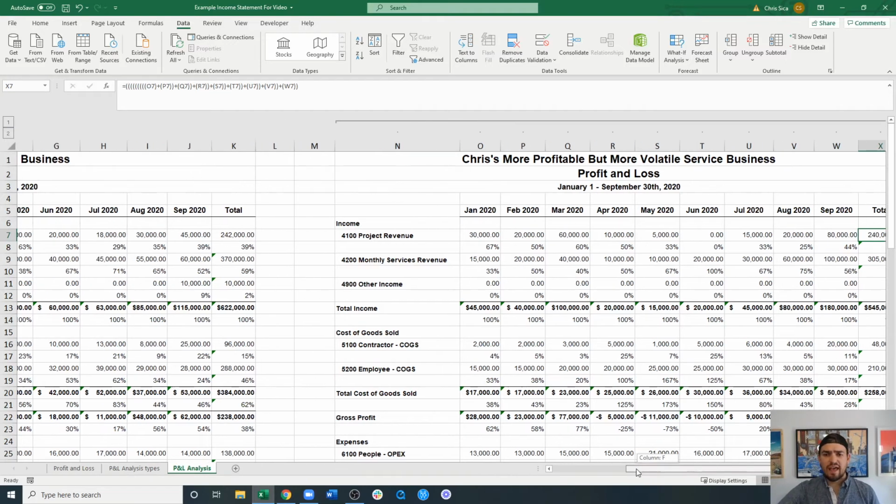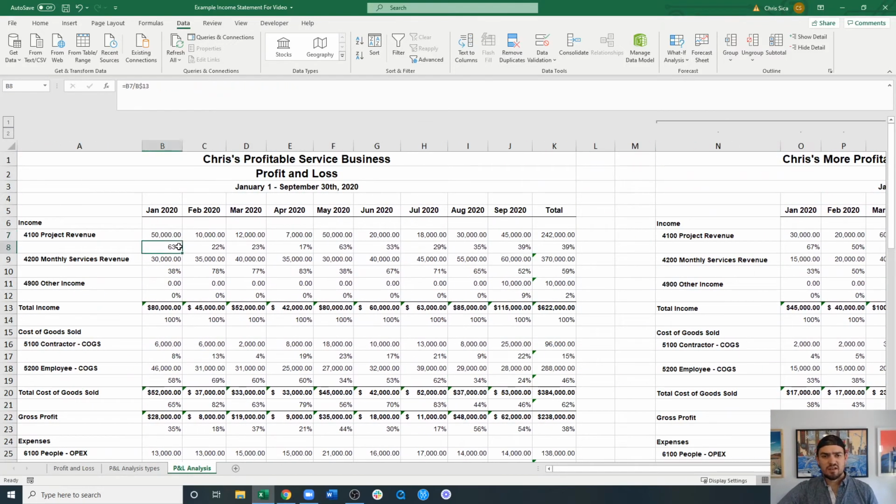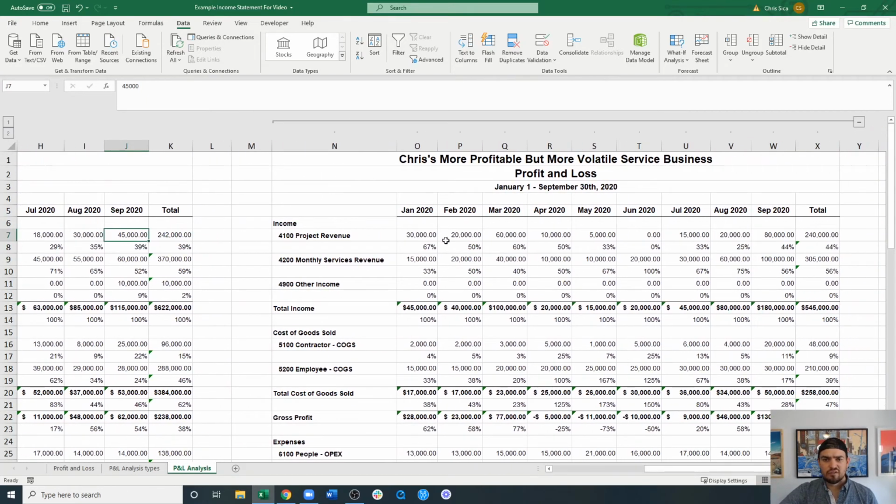I'm going to start to look at the horizontal analysis here and kind of see 63, 22, 23, 17, 63. I'm also going to look at the absolute numbers. So 50, 10, 12, 7, 50, 20, 18, 30, 45. There's some variability there. And then I look over here, 30, 20, 60, 10, 5, 0, 15, 20, 80. That one feels a little bit more volatile to me in terms of the work. There's definitely higher numbers here. So maybe this job or this company has a higher potential at landing maybe bigger clients or better work, but there just seems to be more volatility here.